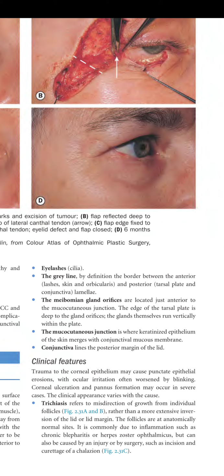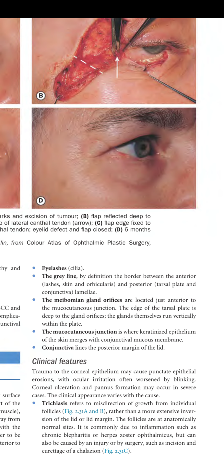Eyelashes, cilia. The gray line, by definition, is the border between the anterior lamella, the skin and orbicularis, and the posterior lamella, the tarsal plate and conjunctiva. The meibomian gland orifices are located just anterior to the mucocutaneous junction. The edge of the tarsal plate is deep to the gland orifices. The glands themselves run vertically within the tarsal plate. The mucocutaneous junction is where keratinized epithelium of the skin merges with the conjunctival mucous membrane. Conjunctiva lines the posterior margin of the lid.